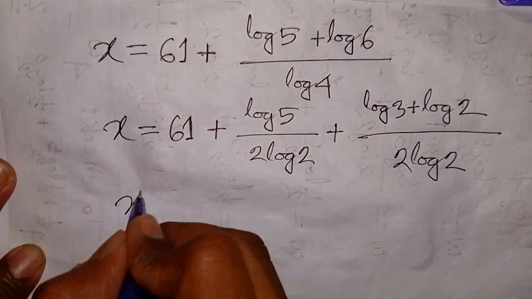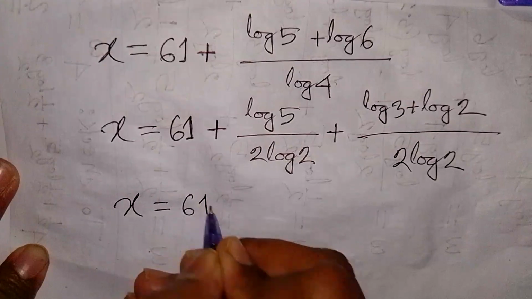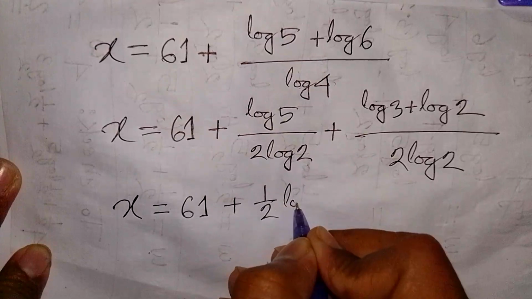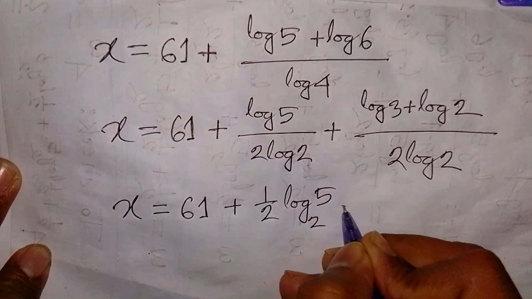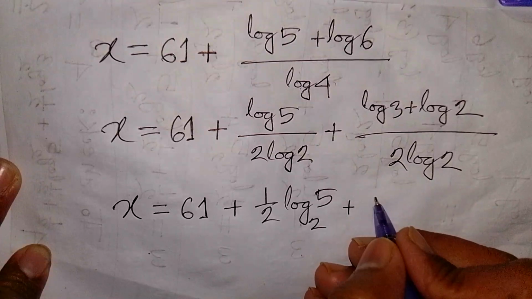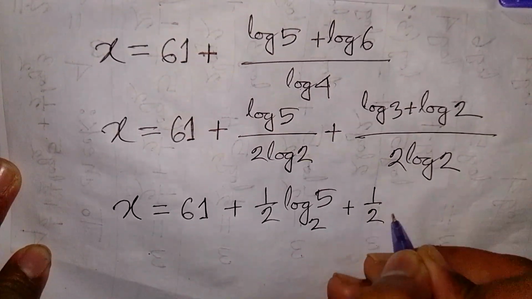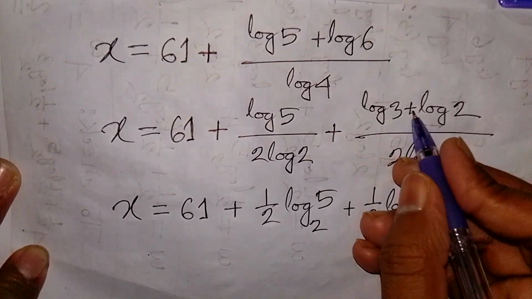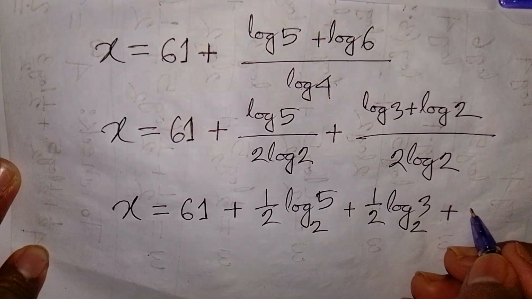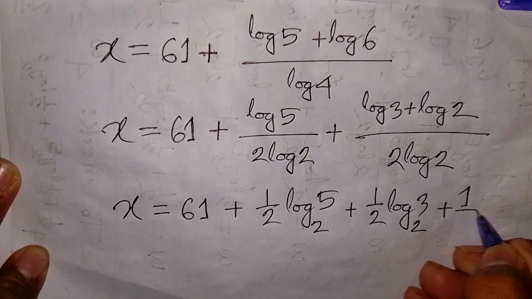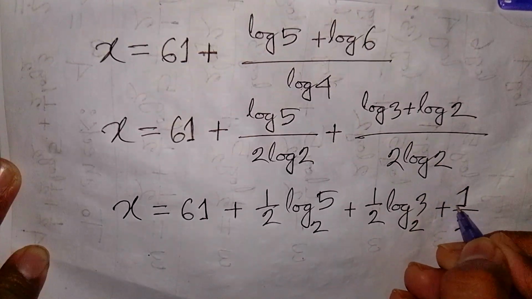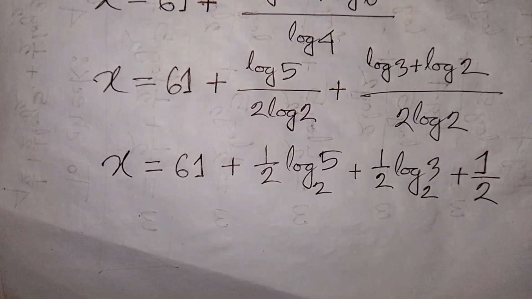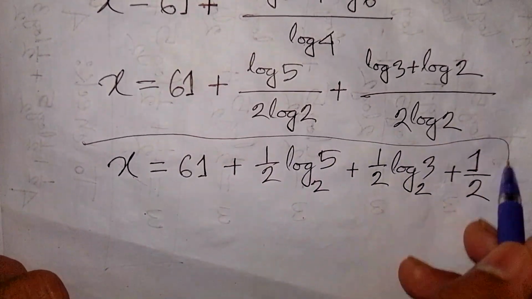Next step, x is equal to 61 plus 1 by 2 log 5 base 2 plus log 3 over 2 log 2, so it will be 1 over 2 log 3 base 2, plus log 2 over 2 log 2, so it will be 1 by 2. So this is our answer.